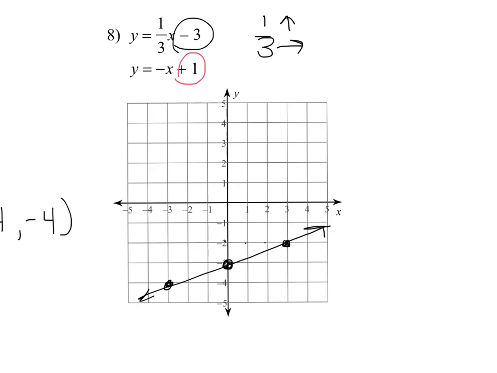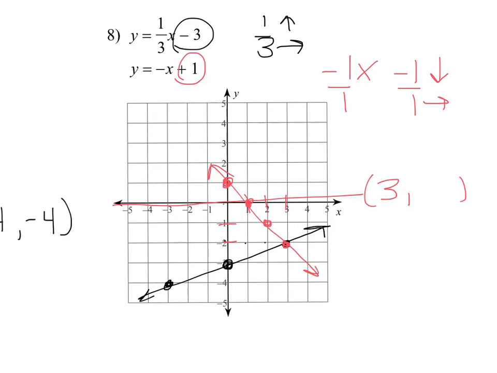For the last one, my y-intercept's at positive 1. Since it just says negative x, I'm going to squeeze that 1 in there. Since my slope is negative 1 over 1, it's directing me down 1 to the right 1. And I notice where they intersect. My answer, on my x-axis, I had to go over 3, and on my y-axis, I had to go down 2.